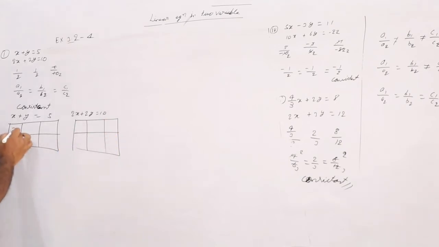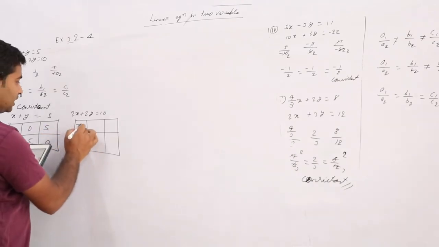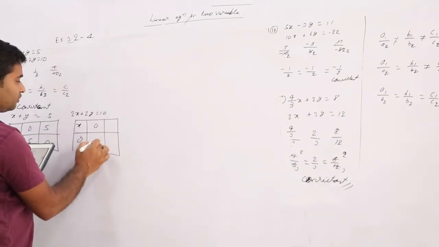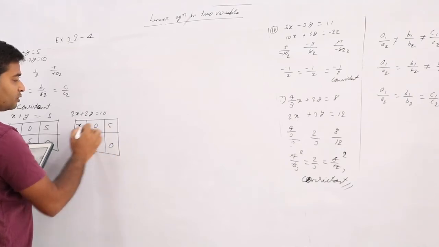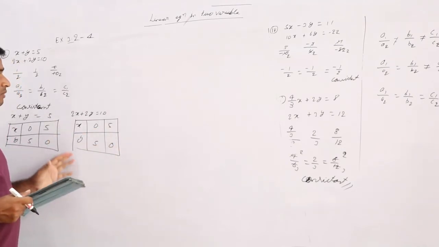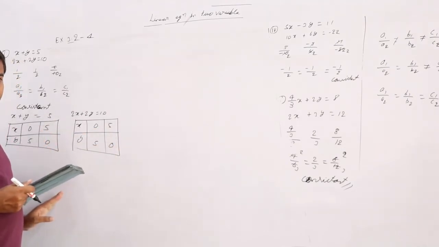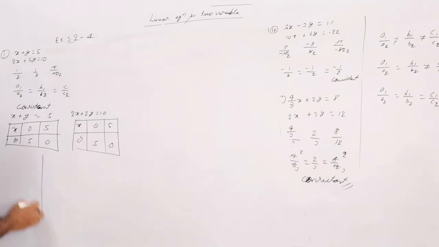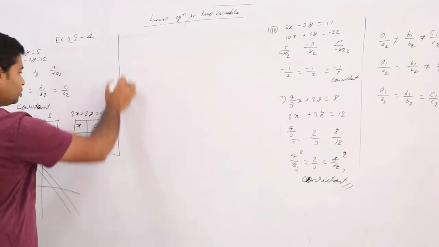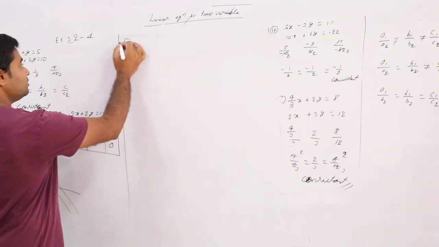X, y. x is equal to 0, y is equal to 5; y is equal to 0, x is equal to 5. Here also x, y. x is equal to 0, y is equal to 5; y is equal to 0, x is equal to 5. Points are same, so I'm not drawing that graph now. I'm just representing how it will come. It will come as a parallel line.